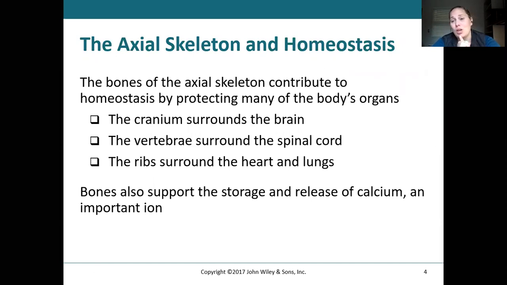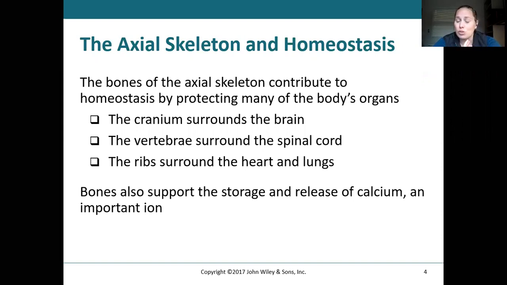Today we'll be focusing on just the skull and the bones in the skull and the vertebrae that surround the spinal column. We'll talk about those more on Thursday, and then the ribs that surround the heart and lungs. So again, very important structures for maintaining the homeostasis of the body by protecting those very important organs that are critical for function.